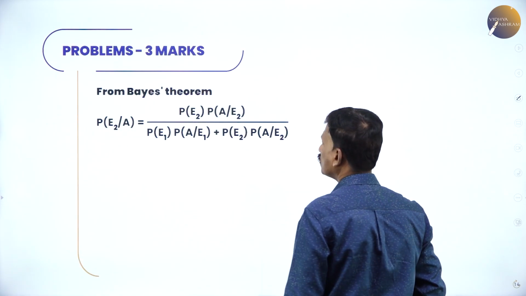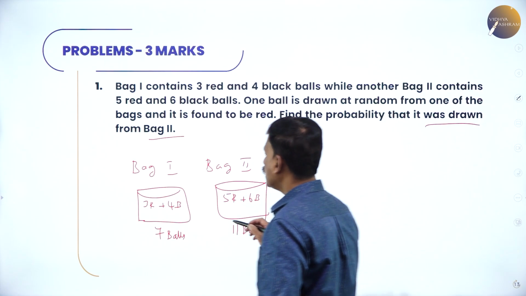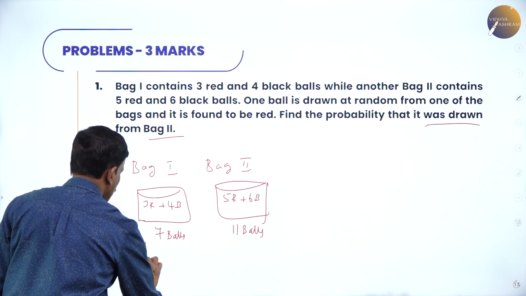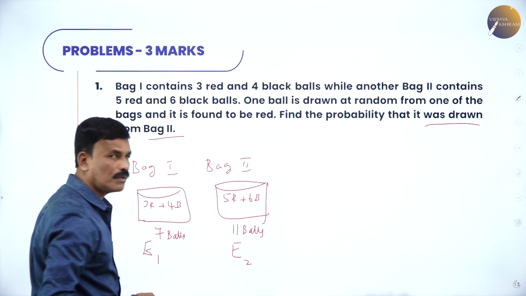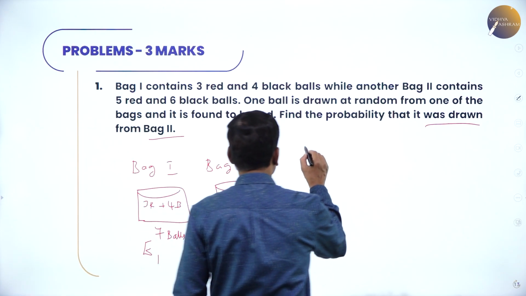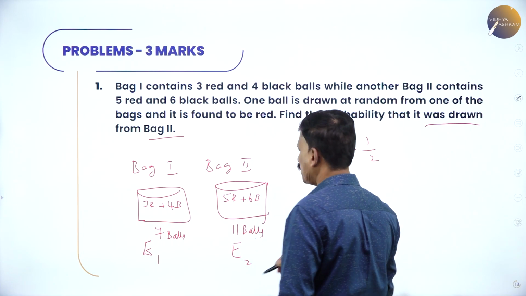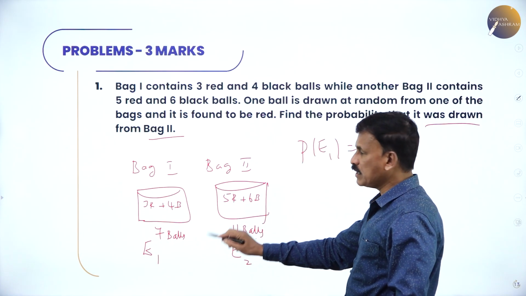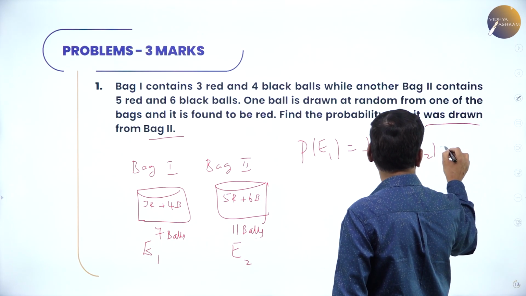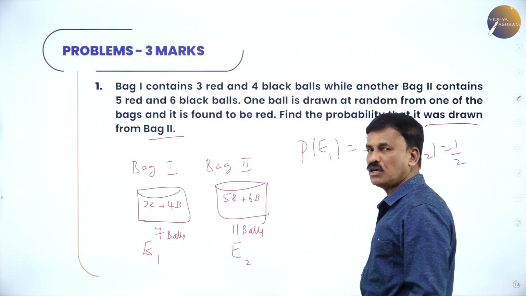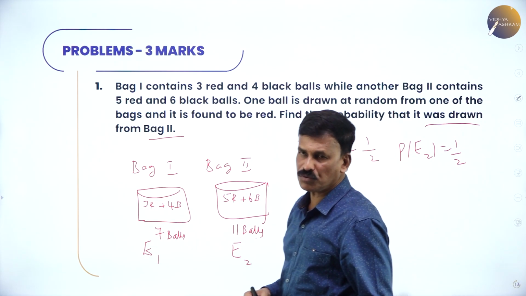Okay. Now here let us define the events. Let us define drawing a ball from bag 1 as E1 and drawing a ball from bag 2 as E2. How many bags are there? 2 bags. Probability of E1 is equal to 1 by 2, since we are selecting one bag out of 2. What is the probability of selecting bag 2? That is also equal to 1 by 2. So P of E1 is 1 by 2 and probability of E2 is also 1 by 2.